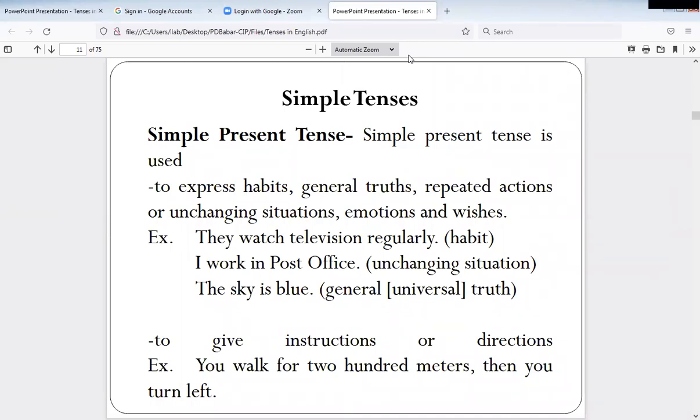Then the universal truths, like the earth moves around the sun, or the moon moves around the earth. These are the universal truths or general truths. We can't change them, or it is not in our hand to change those truths. Okay, that is why they are called universal truths.